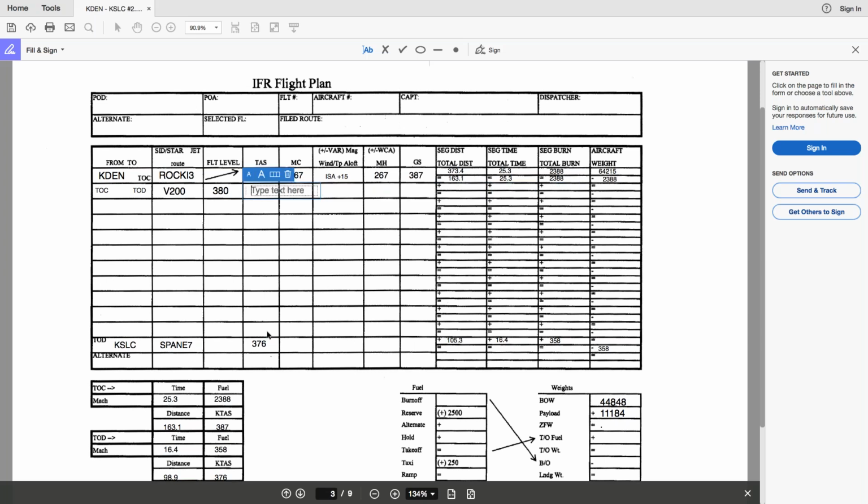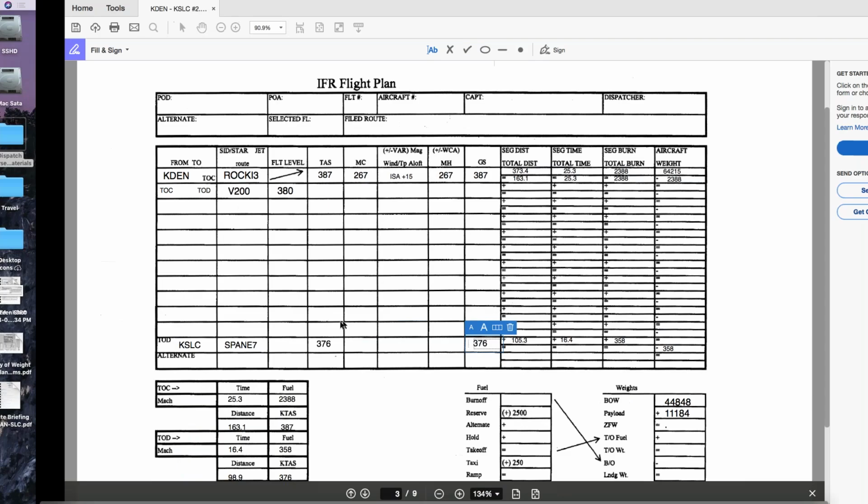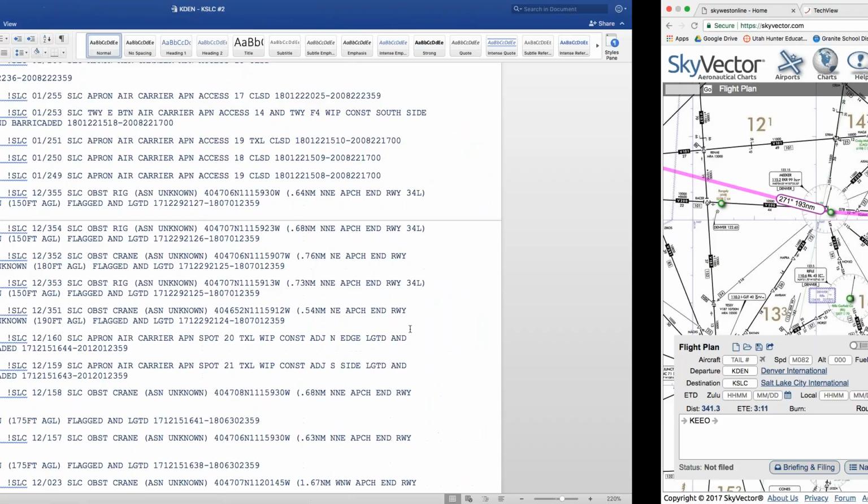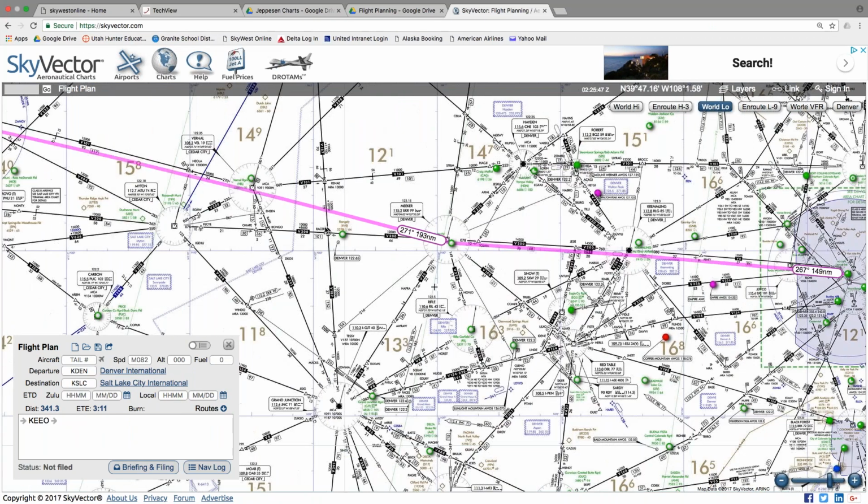Okay, so we figured out our top of climb, all the information's populated, right? We know our top of descent, right? Okay.